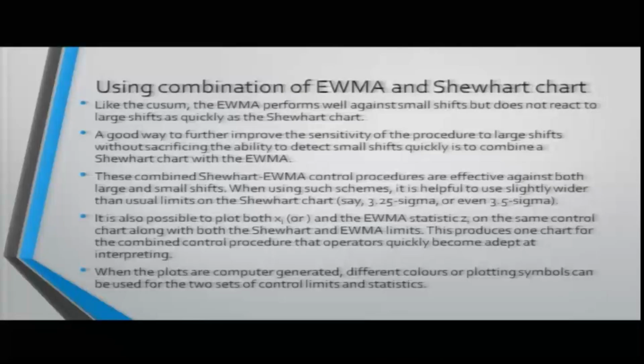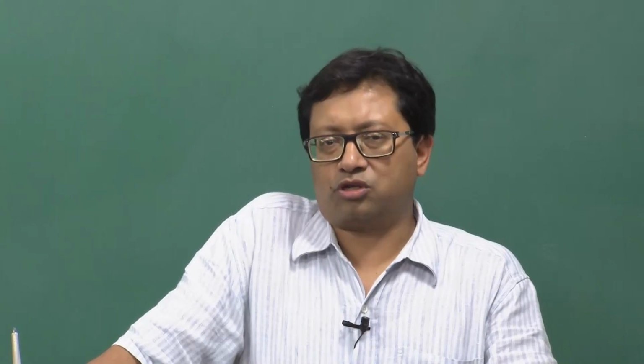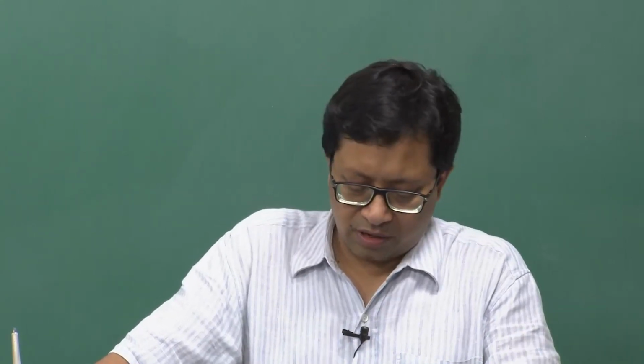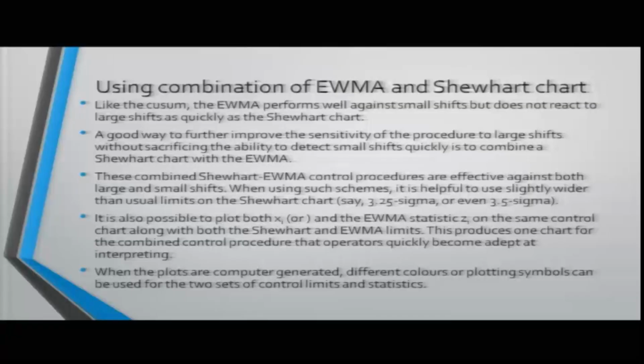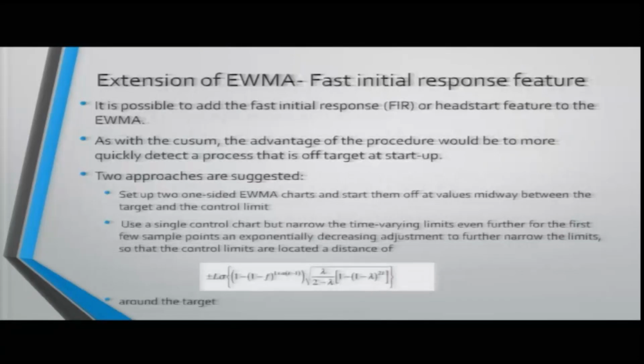It is also possible to plot both xi and the exponential weighted moving statistic, which is Zi, the standard one we discussed, on the same control chart along with the Shewhart and the EWMA limits. With this procedure of using one chart for combining the control procedures, operators quickly become adept and are able to handle both these concepts on the same charts. When the plots are computer generated, different colors or plotting symbols could be utilized in order to differentiate the control limits for both the EWMA as well as the Shewhart charts.